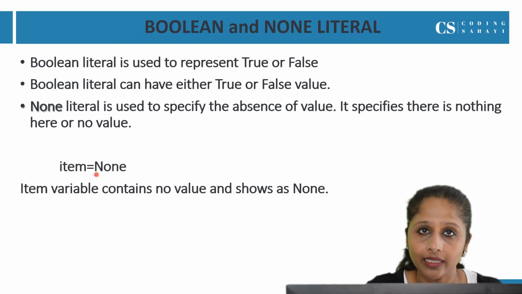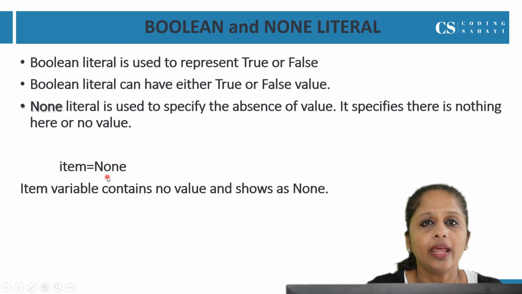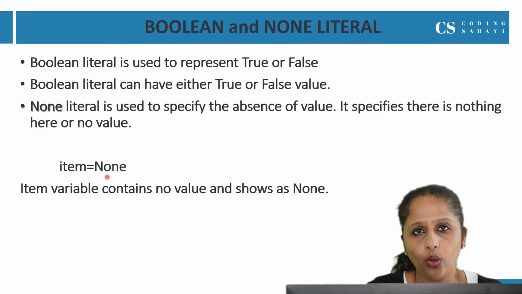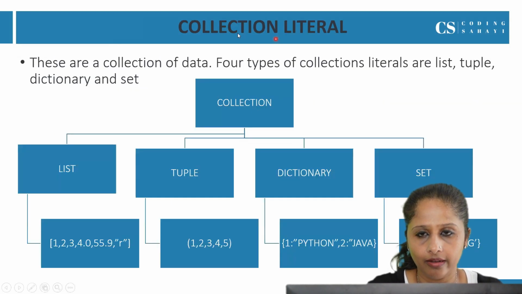In Python we have something like a list. So at the end of a list we can give this None. None means there is nothing to show, or there is no value. That is the meaning of None. In some cases we have to use it like that. So that is the None literal. Then we have collection literals.